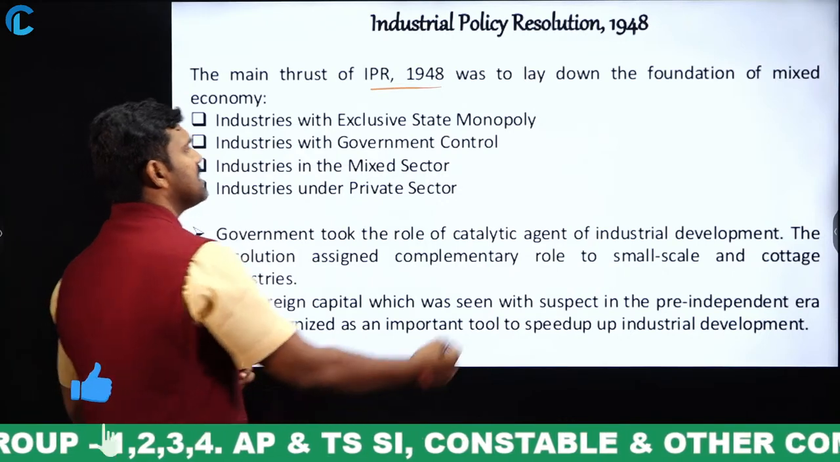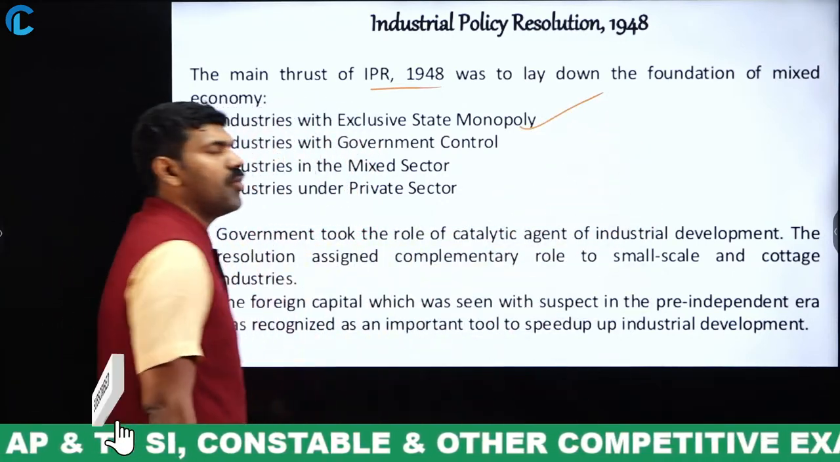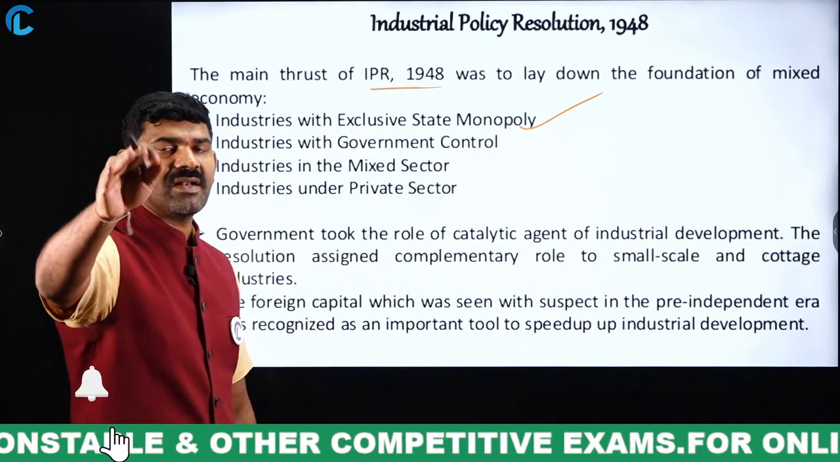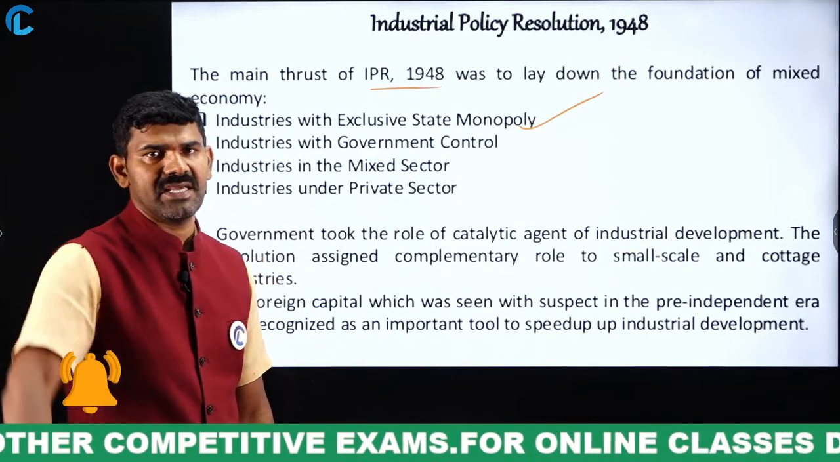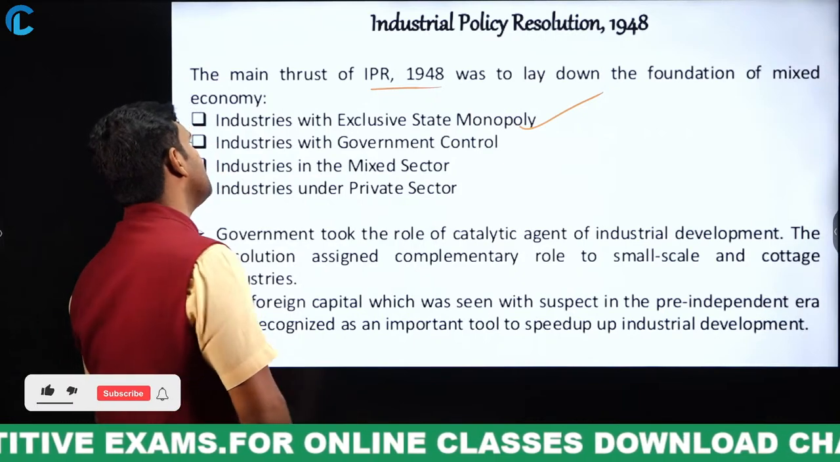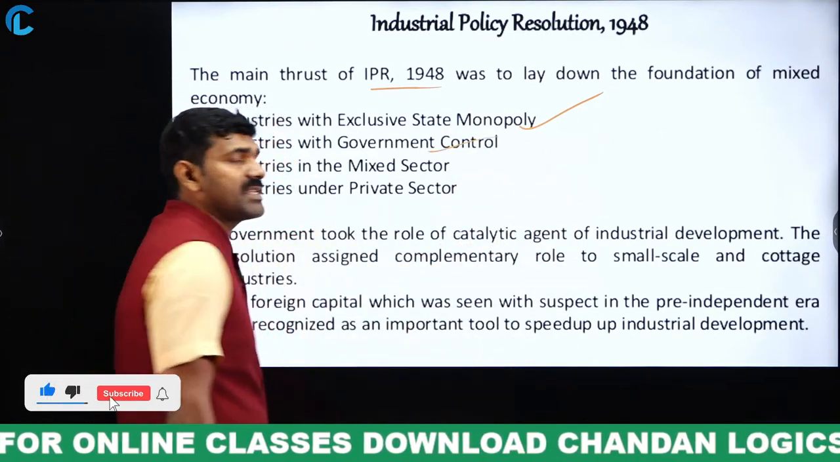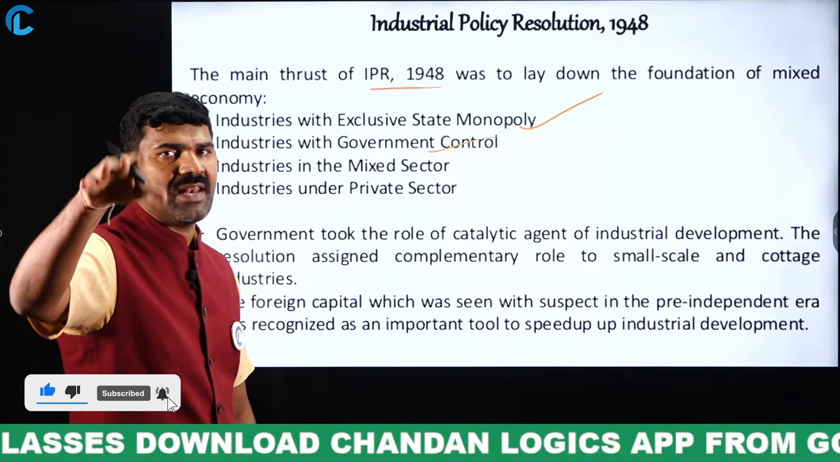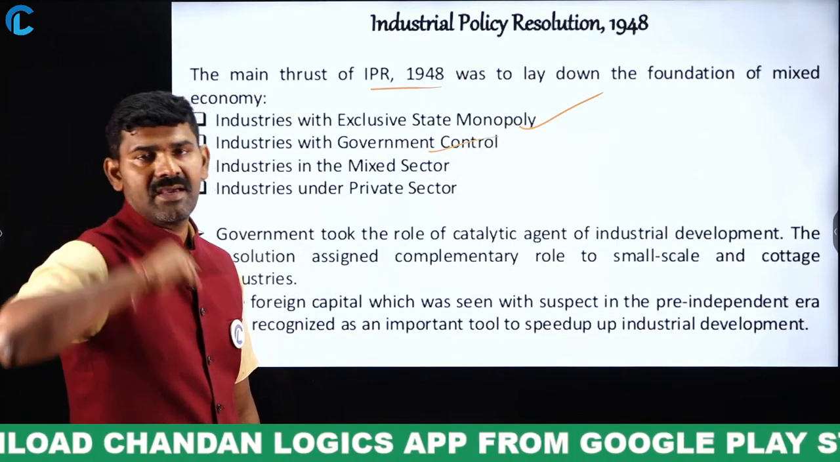There are certain industries which have a completely government monopoly, meaning only the government will run those industries. Private people don't have any stake in those industries. The second type is industries which can be run by private people, but the government will have control.